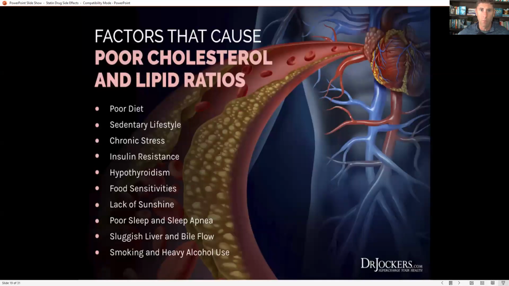Now, what are some factors that cause poor cholesterol and lipid ratios? Well, the top things we have to address are poor diet, a diet that's high in processed foods, foods that are high glycemic, either high glycemic index or glycemic load, where they elevate your blood sugar and your insulin levels, foods that are high in processed seed oils: sunflower, cottonseed, peanut oil, safflower, soybean, corn oil.